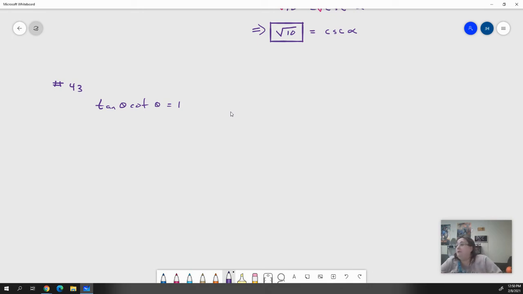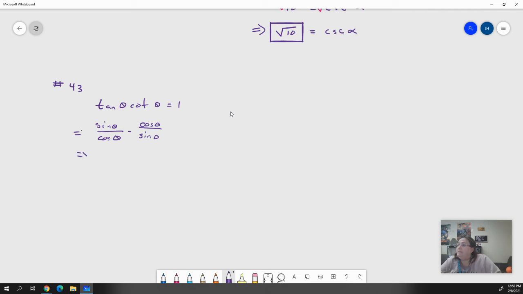What do I know about tangent of theta? I know that tangent of theta equals sine of theta over cosine of theta. And I know that cotangent of theta is the opposite. It equals cosine of theta over sine of theta. And we're saying that that all equals 1. Well, does it?